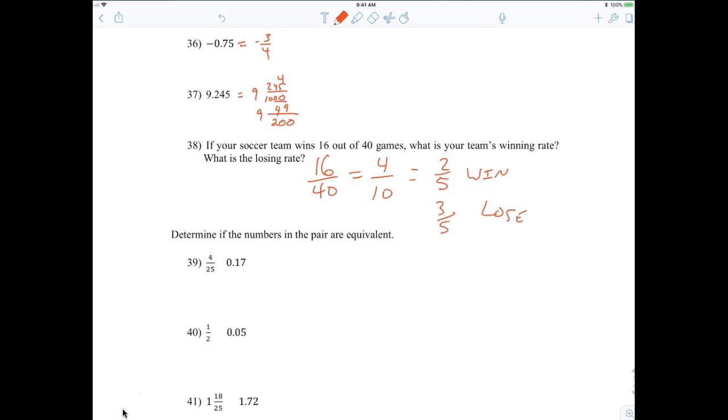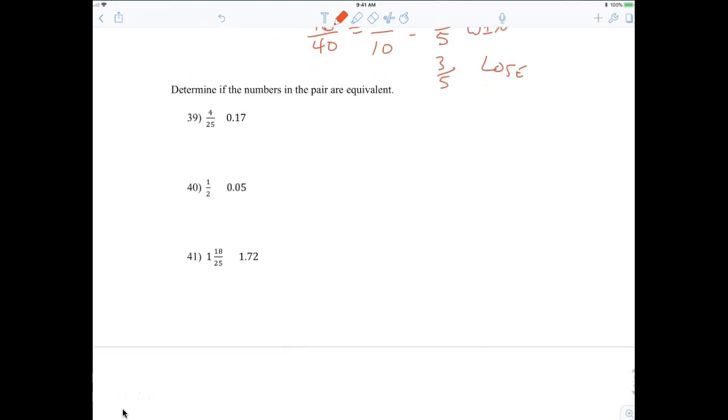They're very good. Okay. Are those numbers equal? Yes or no? No, right? Because 4 over 25 is the same as 16 over 100, right? And 16 over 100 is the same as 0.16. So am I good with that? So is it a yes or no? No. Now, the next one, they're trying to trick you.